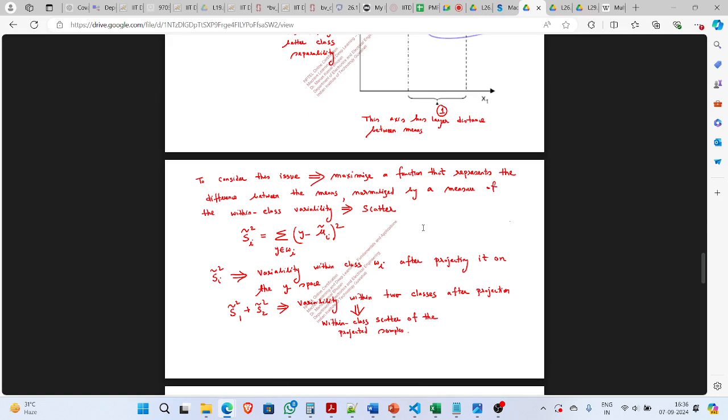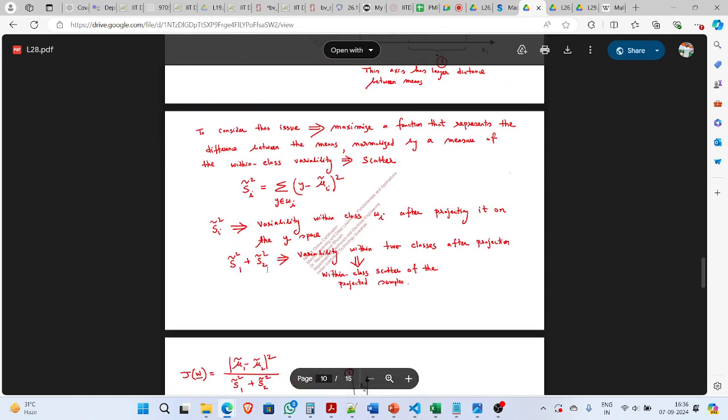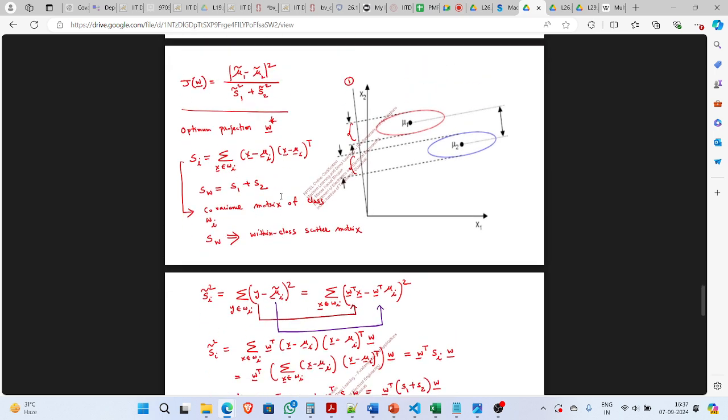The variance we have defined as the error with the mean, and it is defined as s i square, as you can see. So the sum of the errors, the sum of the variances. So J(w) is this. This total is called S W here, the within-class scatter matrix.